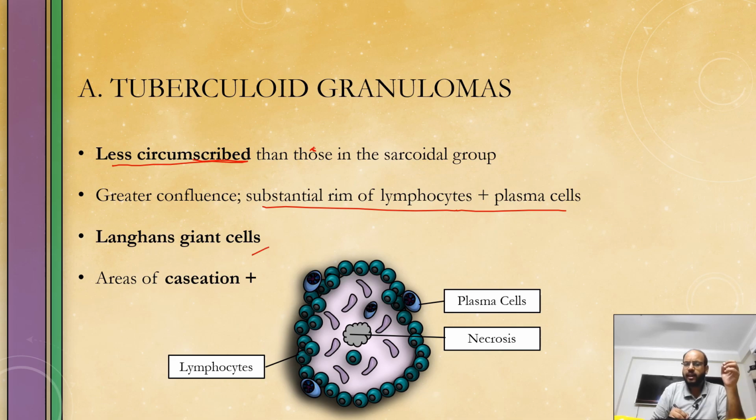Now, these granulomas have additional Langerhans giant cells together with them, and you may or may not see caseation necrosis. So, in this tubercular granuloma, you can see the rim of lymphocytes and you can see a few occasional plasma cells in the rim.